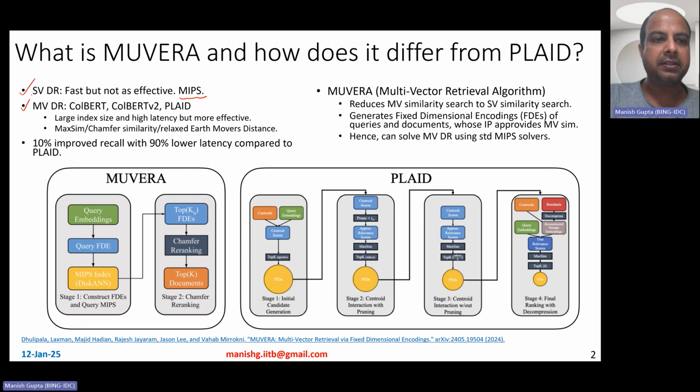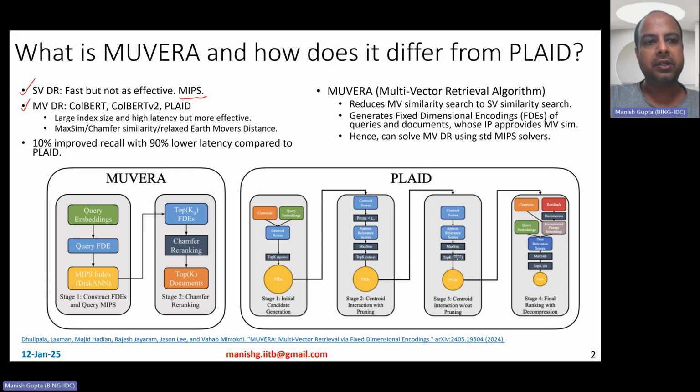What is more popular these days is multivector dense retrieval, where you have one embedding per token in the query as well as embeddings per token in the document. Popular methods include ColBERT, ColBERT V2, and Plaid. The goodness about this is that it is more effective than single vector dense retrieval. However, multivector dense retrieval suffers from large index size and high latency.